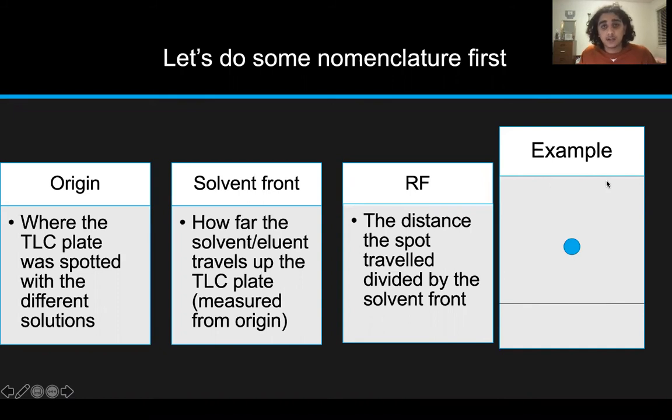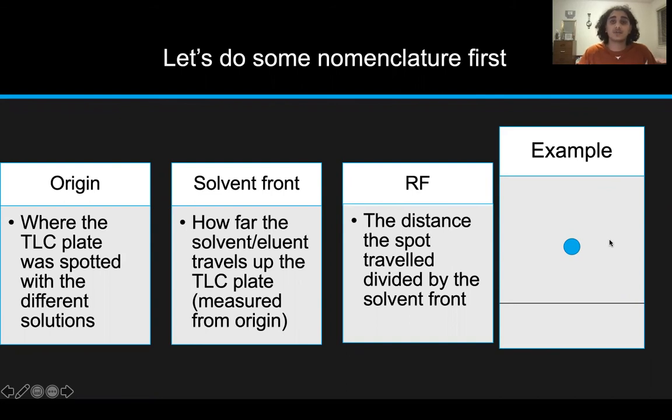And finally, we need to know what an RF value is. An RF value is just the distance traveled by the spot divided by the distance traveled by the solvent front, at the end of the experiment. Again, on my example, it's going to be the black line to the blue dot, that distance there, divided by the distance from the black line to the blue line.